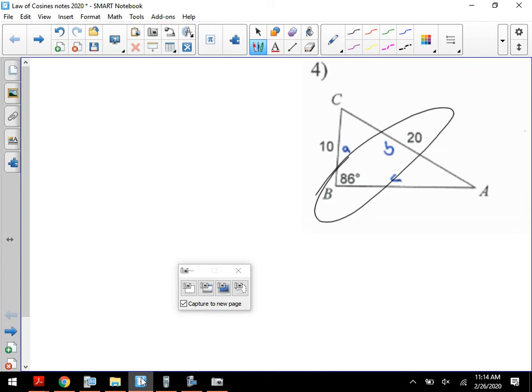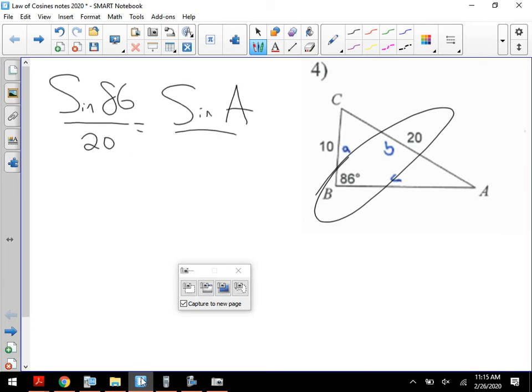Well, the only other part that you're given right now is side A, which means it's forcing you to find angle A. Okay? So what we do is we write it out to find that first. We have the sine of the 86 is to its side opposite of 20, as the sine of angle A is to 10. When you're finding an angle, because we don't know the angle, this is where you have to use your inverse button. We're going to have to use the second sine to figure out the angle.